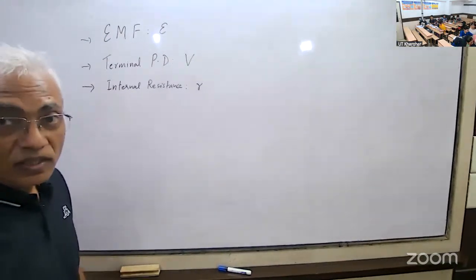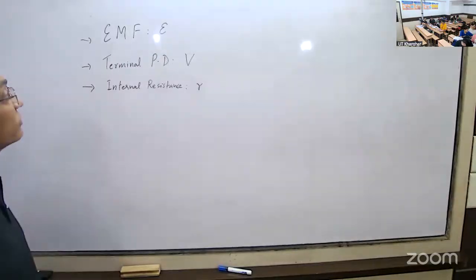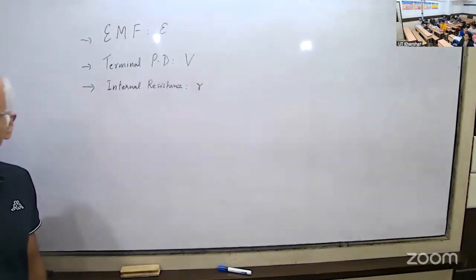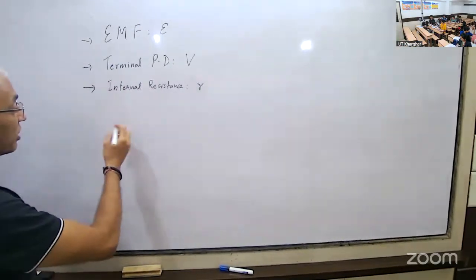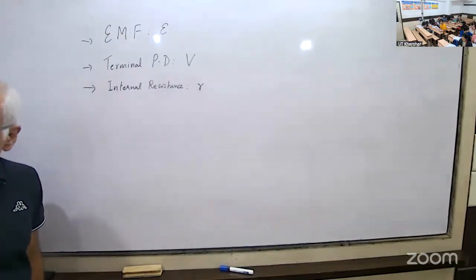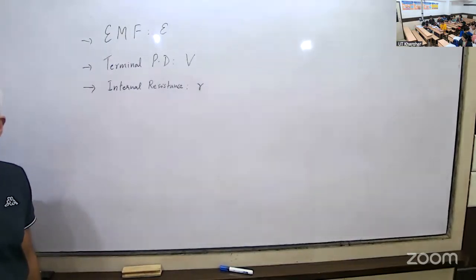In the last class we discussed EMF, terminal potential difference, internal resistance, and the relation between all of them. Anybody remembers what is the relation between all of them?